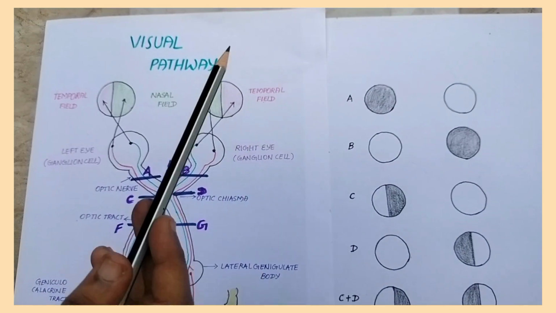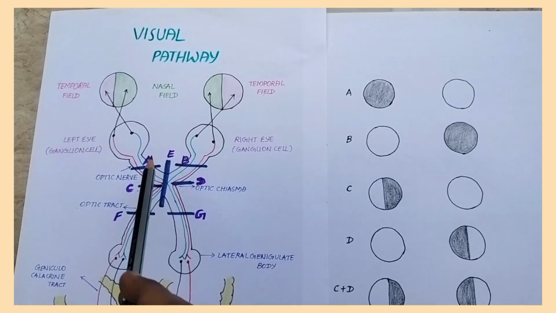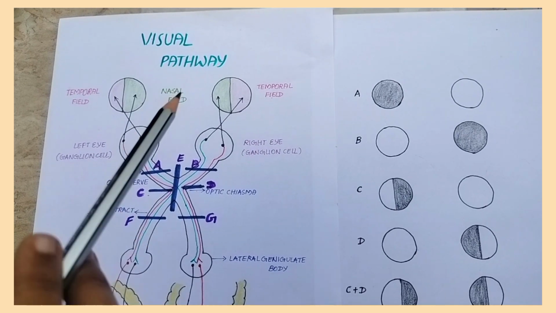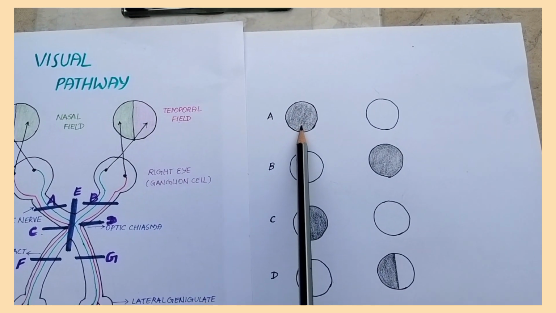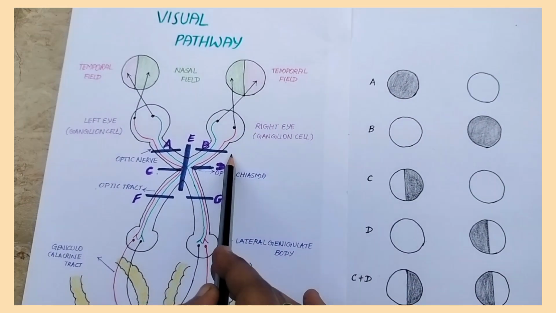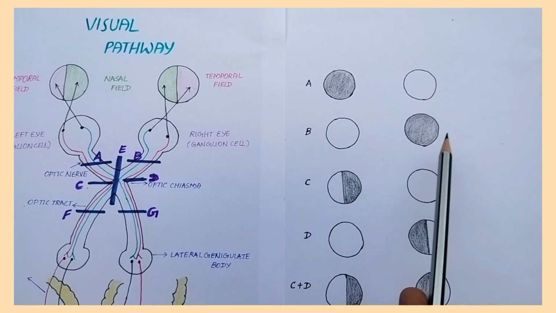Next, we can discuss about the various lesions and their consequences. Here the lesion is A lesion, where there is the lesion of left optic nerve, which results in total blindness of the left eye. Next, here is the B lesion, which is the lesion of right optic nerve, and there is a total blindness of right eye. This is known as anopia.